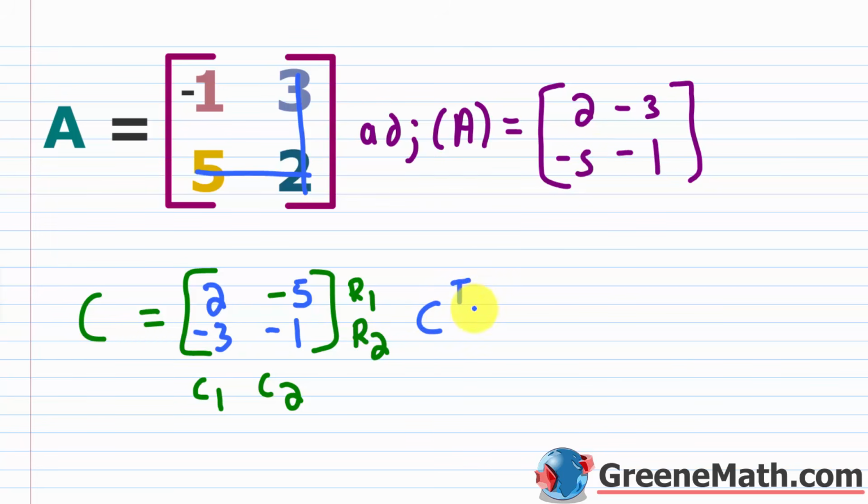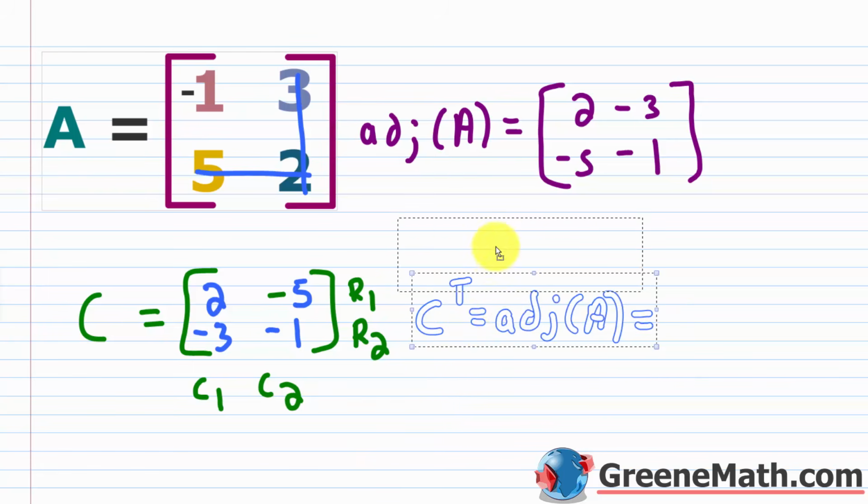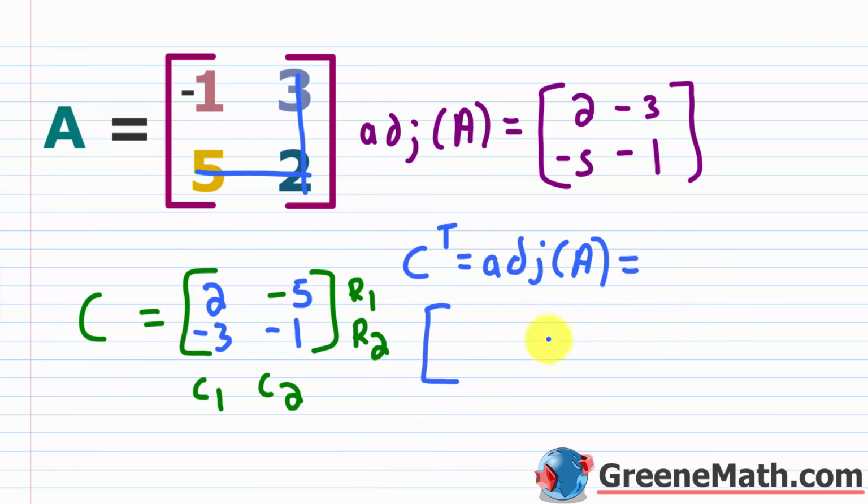So the transpose of C is equal to the adjugate, or again, the adjoint of A, which is equal to what? Well, let me move this out of the way because we're going to run out of room. So I'm going to define this down here. What we would do is take this first row and make it our first column. So 2 and negative 5. The first row became the first column. And then the second row will become the second column. So negative 3 and negative 1. You'll notice this matches our shortcut exactly. 2 and negative 3 in the first row, negative 5 and negative 1 in the second row.